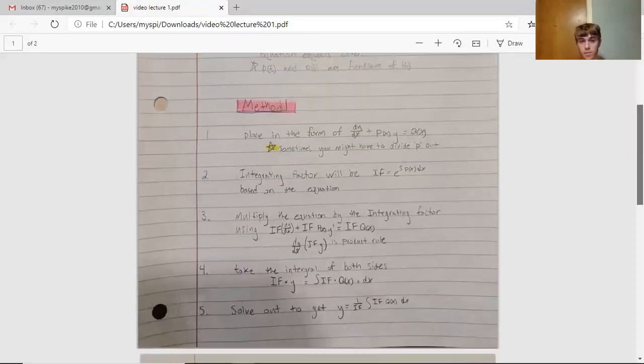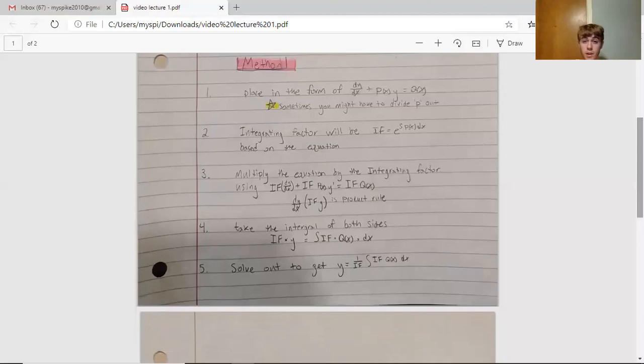For our method, we're going to place it in this form: dy/dx + p(x)y = q(x). You might have to divide the p out, but that'll usually just be simple algebra, to get it in that form. The integrating factor, you'll find by using what you find up there and plugging it in here. So integrating factor equals e to the integral of p(x) dx, based on that equation you find up here.